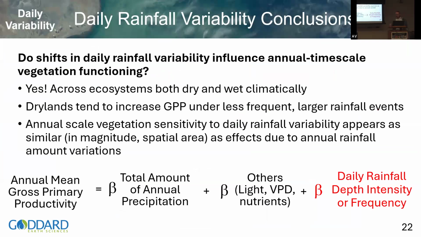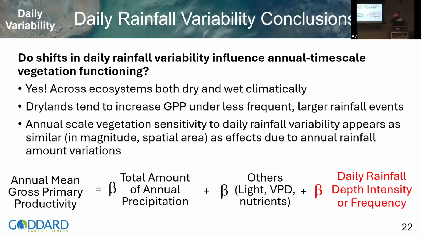So the answer to this question then, do shifts in daily rainfall variability influence annual timescale vegetation functioning? Our answer is yes, that both dry and wet climatological locations respond to daily rainfall variability, and that it is, in fact, probably a missing factor in a lot of different contexts when we're trying to predict how much, seasonally or annually, vegetation functioning there is in a location. This factor probably matters a lot.